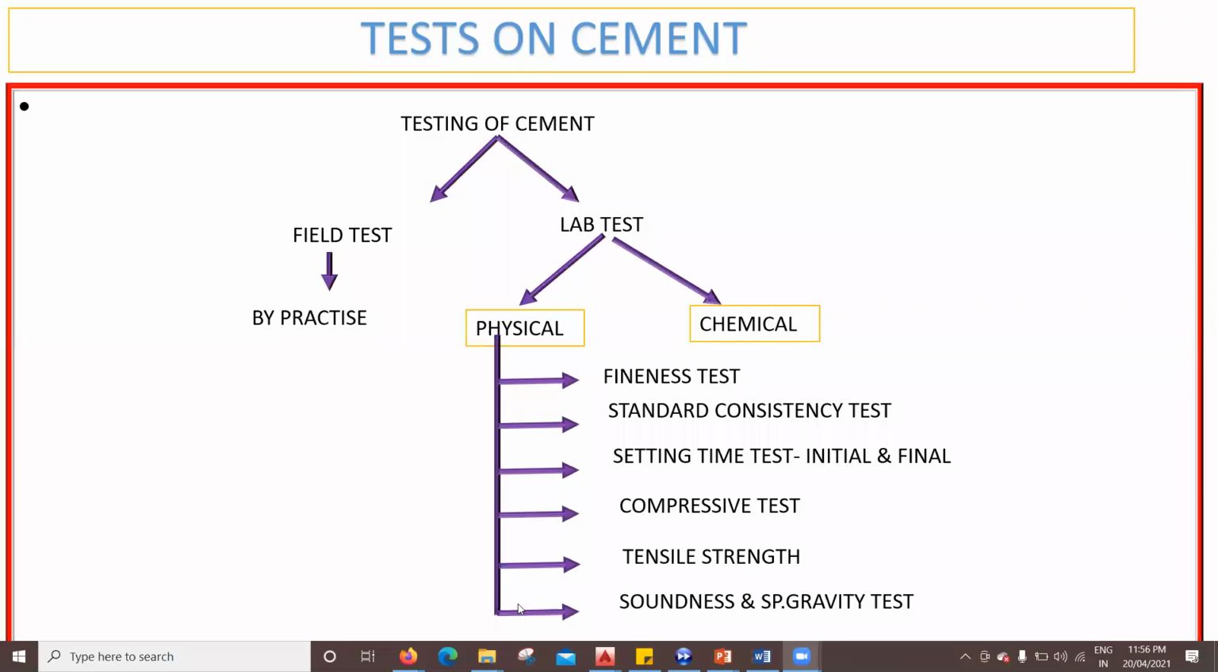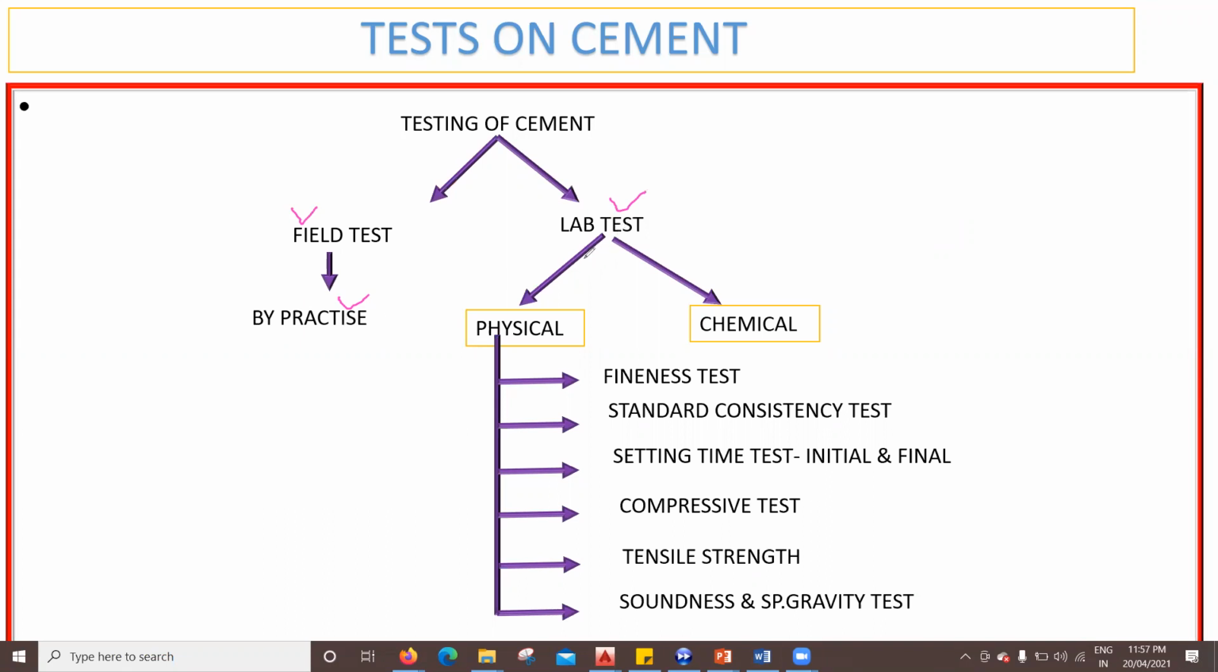Hello learners, in this lecture we will see what all are the different tests that are conducted on cement. Before understanding that, we need to understand how the classification is made. The testing of cement is done with the help of a field test, and the second is with the help of a lab test. Under the field test, we do a test by practice. That means we don't follow any standard code books here. By practice we have certain raw methods with us, and based on that we try to do this field test.